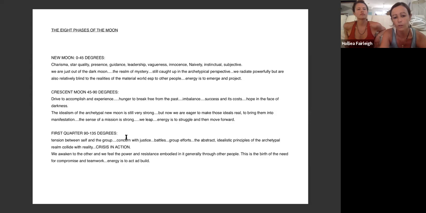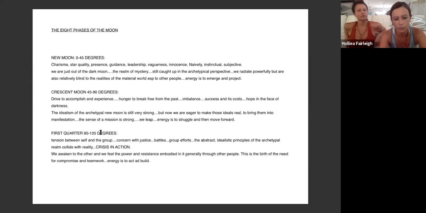So the first quarter and later the last quarter are the two squares that we face in astrology. So there's more challenge, I guess, with the moon phase. It's 90 to 135 degrees. I don't want to go too complex, but in a first quarter, it's possible to get the moon and the sun in the same sign.